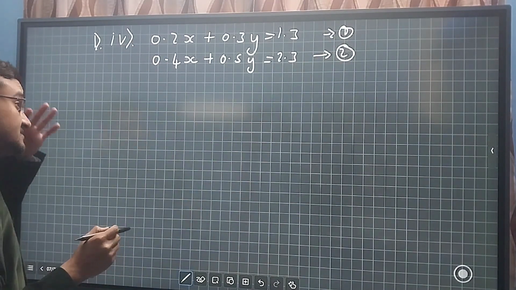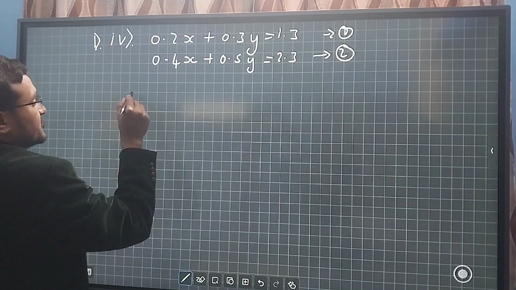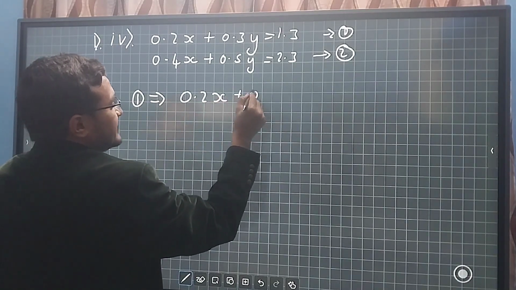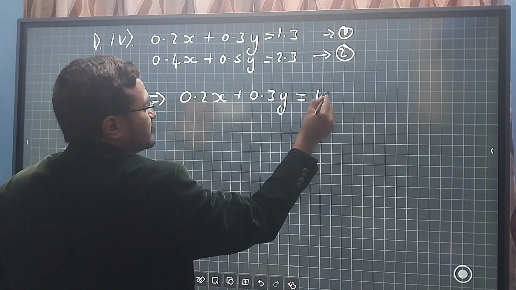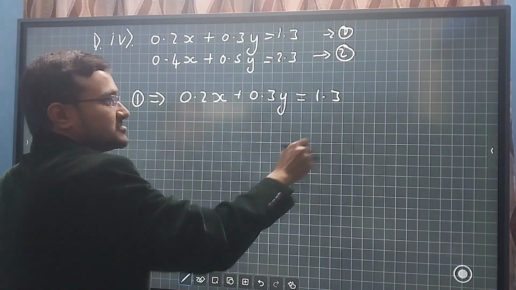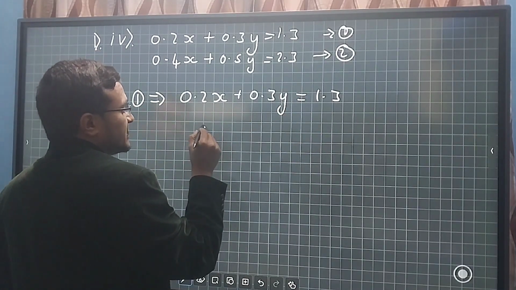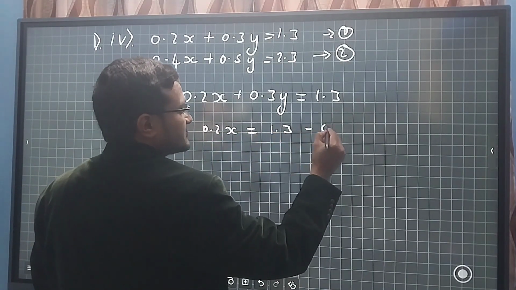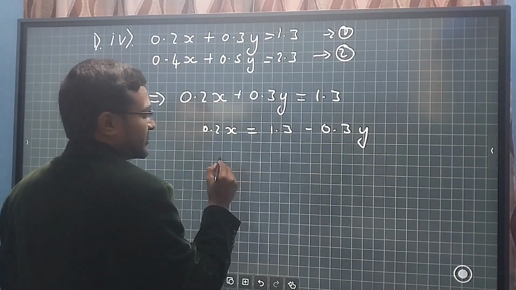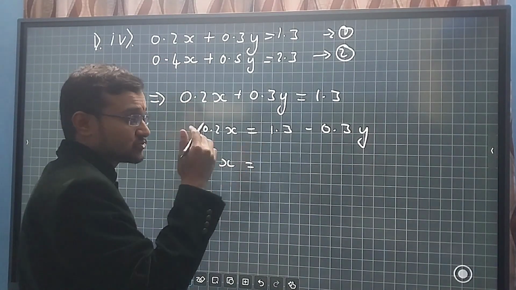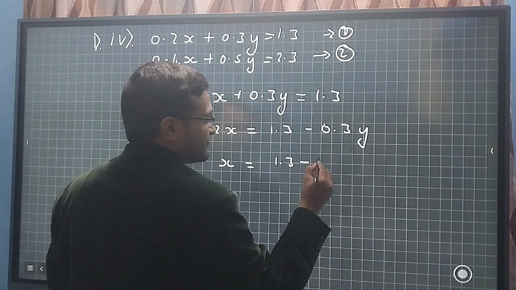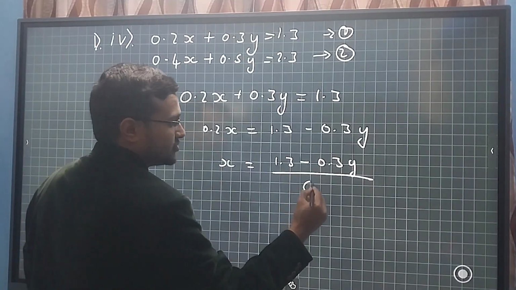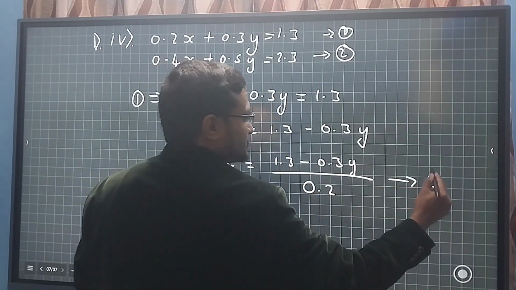So now let's consider equation 1 itself. Equation 1 is 0.2x plus 0.3y is equal to 1.3. Now you can bring this 0.3y to RHS. So when you do that, 0.2x is equal to 1.3 minus 0.3y. So x is equal to, this 0.2, if you bring to RHS it goes to the denominator. So 1.3 minus 0.3y divided by 0.2. This you can call as equation 3.